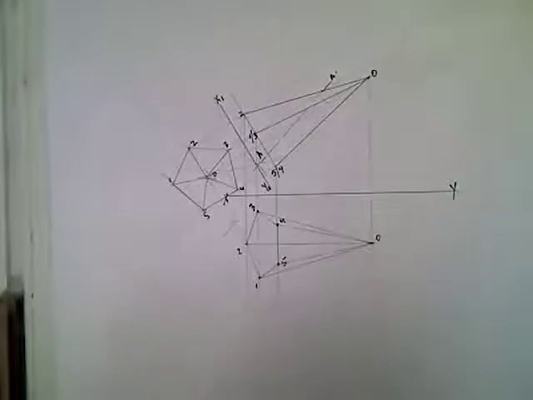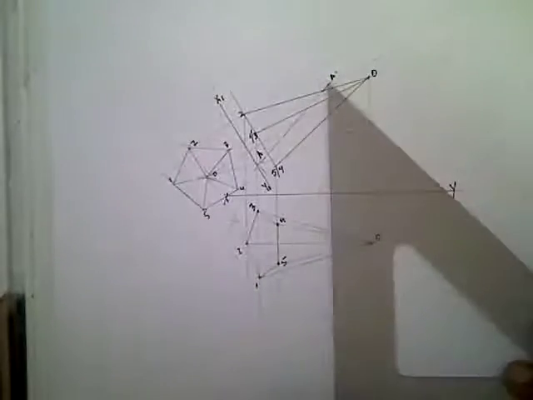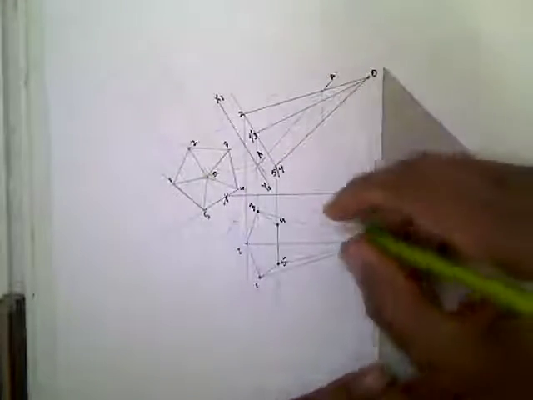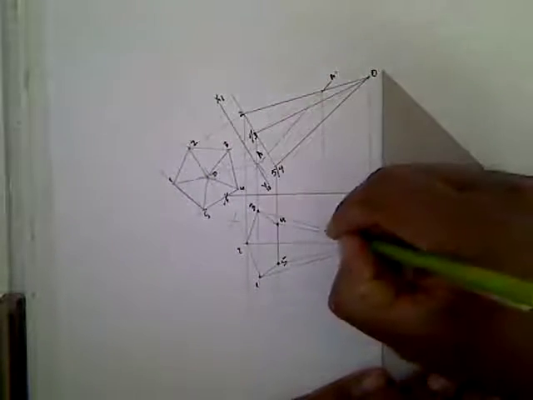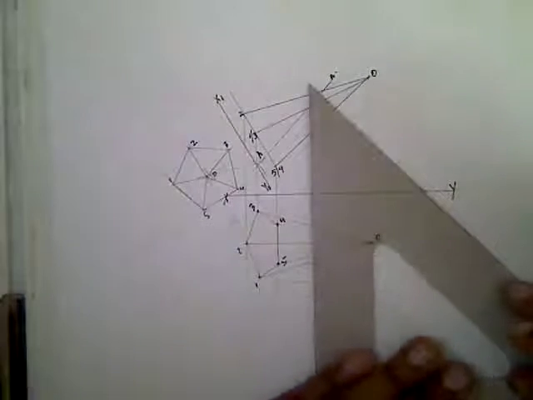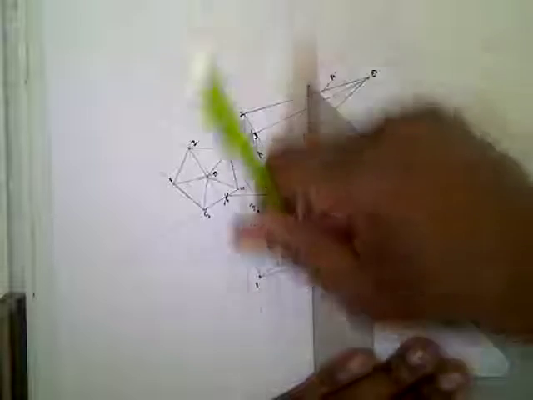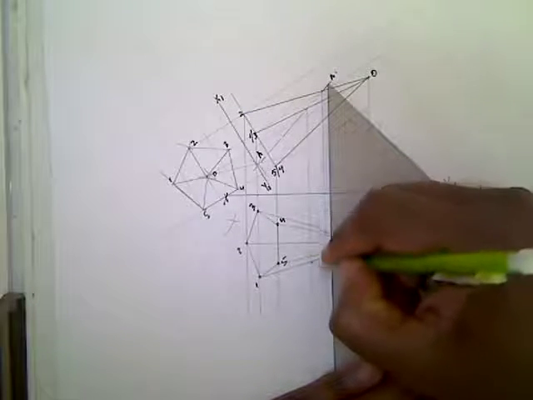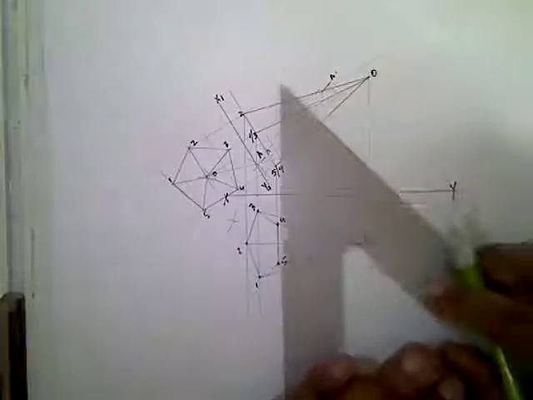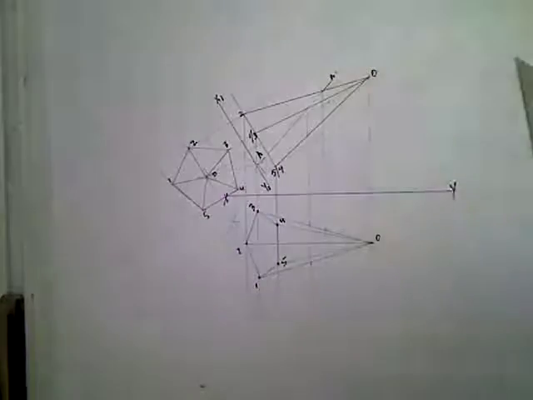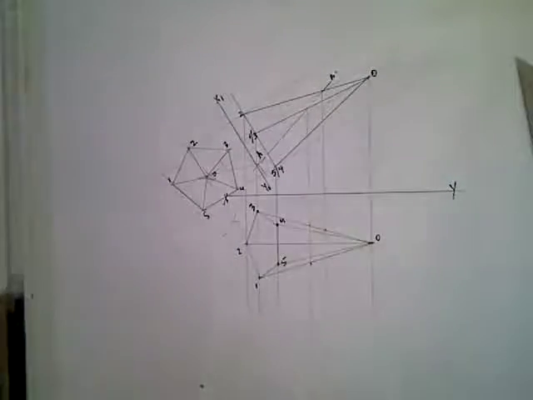Now the cutting plane, where do they cut? Let's check. 2 cuts here. 2 cuts here. That is 2. 1 and 3 cut there. 3 cuts here. 1 cuts here. 4 and 5 have not been cut.